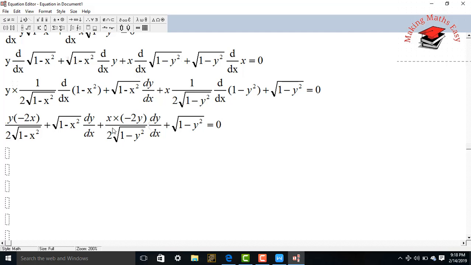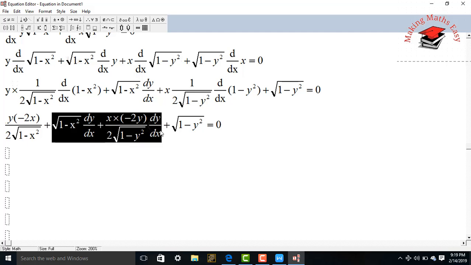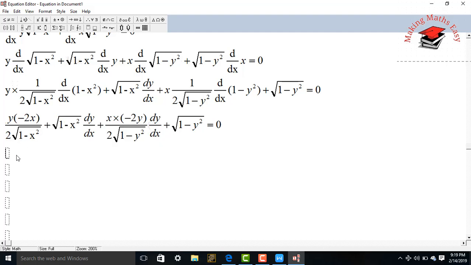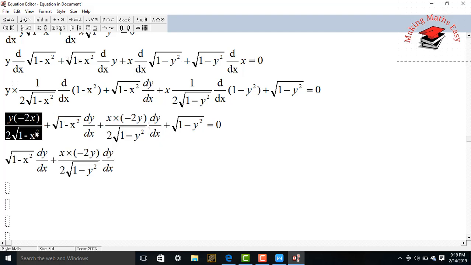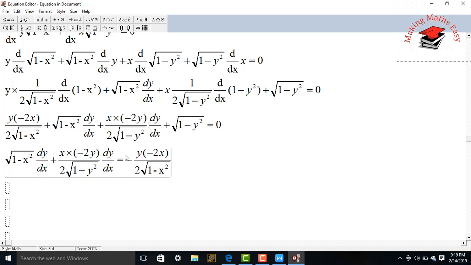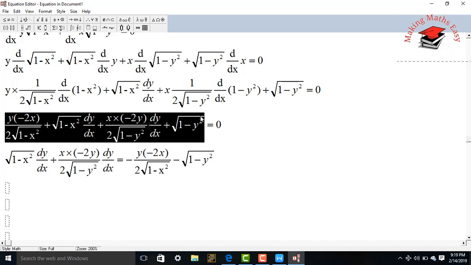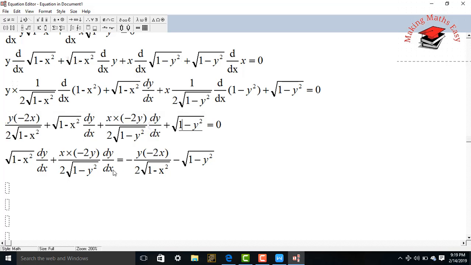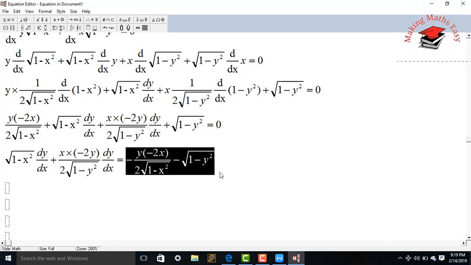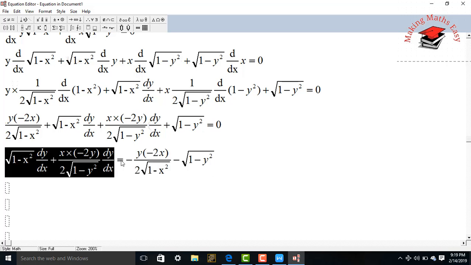Now we have to take the dy by dx terms on one side, and the other terms on the other side. So we will do it. These two are my dy by dx terms, and the rest of the terms, the terms without dy by dx, will be equal to minus of this term, and also minus of this term, because these terms are on the left hand side right now. So I am shifting them towards the right hand side. After shifting, these two terms have become negative, and the rest of the terms remain as they are.